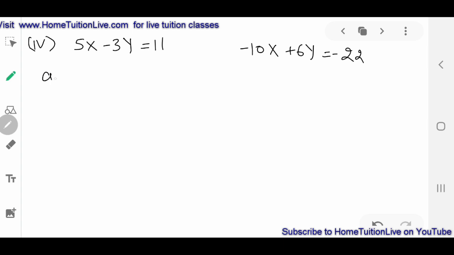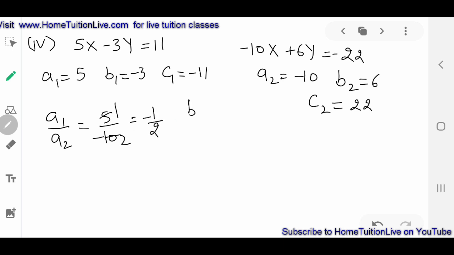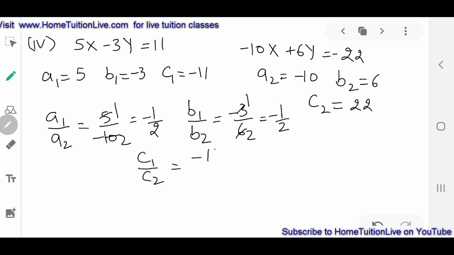So here a1 is 5, b1 is minus 3, c1 is minus 11. a2 is minus 10, b2 is 6, c2 is 22. Therefore a1 by a2, 5 by minus 10, that is minus 1 by 2. b1 by b2, minus 3 by 6, that is minus 1 by 2. c1 by c2, that is minus 11 by 22.